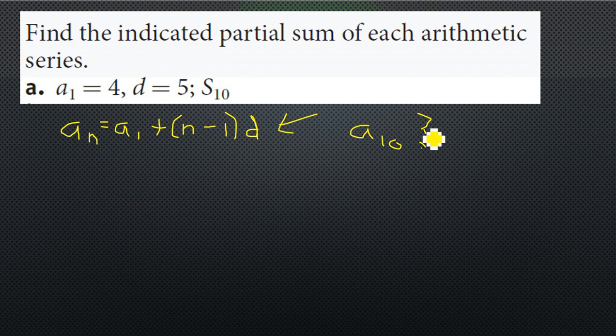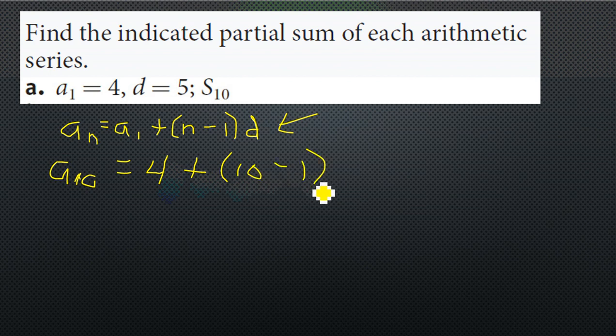All right, so let's go ahead and find the 10th term of the sequence, and then we can plug it in Gauss's formula. Okay, so A10, the left side just indicates we're looking for the 10th term. And we're going to put in A1, which is 4 in this case. And we're going to plug in 10 for n. And then our common difference, and I normally put that in parentheses. Our common difference is 5 here.